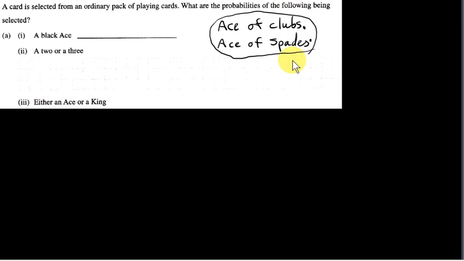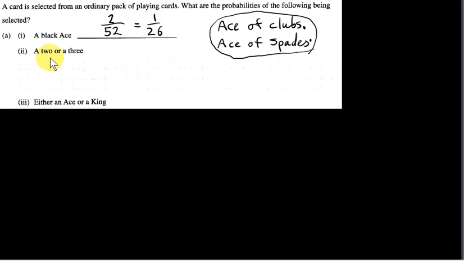So if you can imagine the sample space of all outcomes consists of 52 cards, 52 equally likely outcomes. And this event here is a subset of the sample space. We put the number of elements in this event, which is 2, over the number of elements in the set of all equally likely outcomes, which is 52. This simplifies down to 1 over 26.